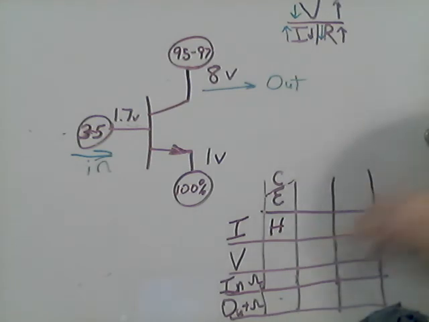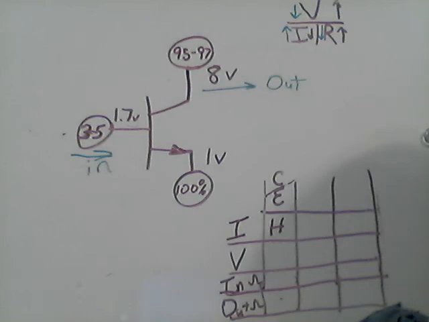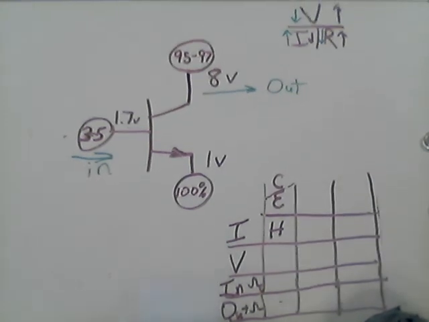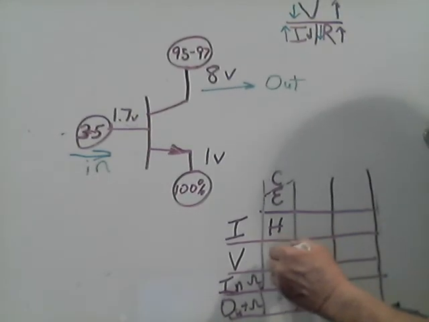Okay. If I'm going to look at my voltage, I'm going from 1.7 volts to 8 volts. So I have a pretty high voltage gain, right? And some people might say that it's very high. So we're going to put a high voltage gain here.